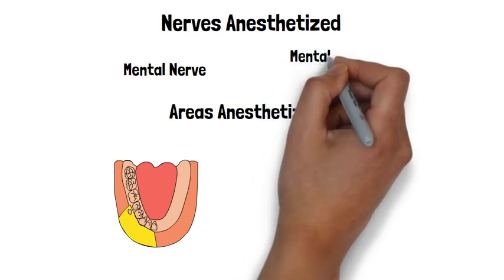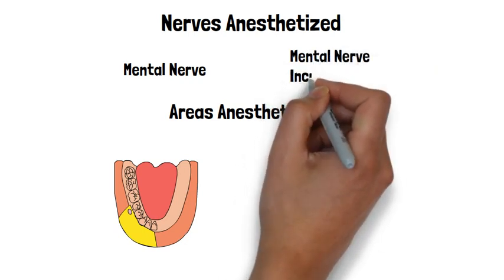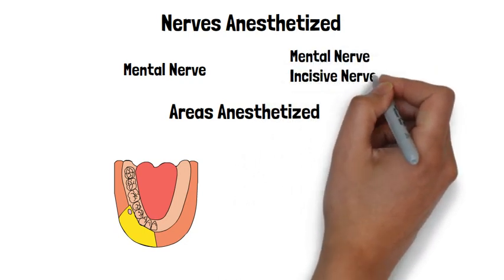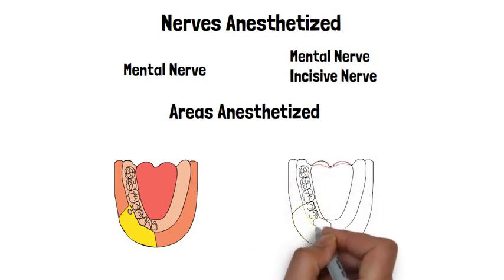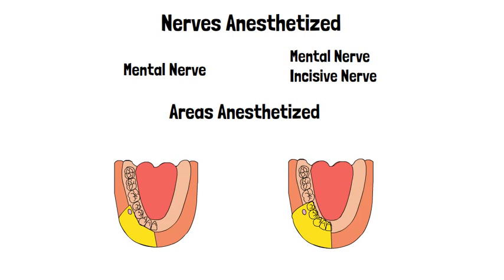The nerves that are anesthetized with the incisive nerve block are the mental nerve and incisive nerve, and the areas that are supplied by these nerves are the buccal mucosa from the mental foramen up to the midline, lower lip and skin of the chin, and pulpal nerve fibers to the premolars, canine and incisors. The lingual side of these teeth is not anesthetized with this nerve block. For the lingual side, you have to infiltrate separately on the lingual side.